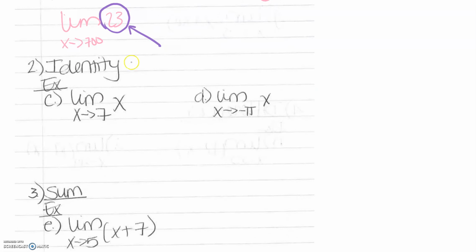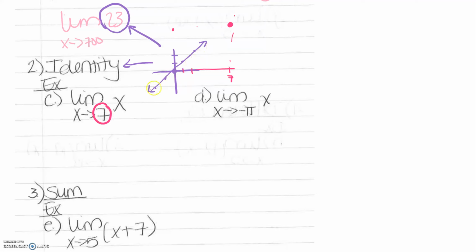Number 2, we have the identity. Remember, the identity function is whatever x is, y is. So if x is 0, y is 0. X is 1, y is 1. X is 2, y is 2. It makes a diagonal line. So if you want to know the limit as x approaches 7, if this is the identity function, what should the y value be if your x value is 7? It should be at 7.